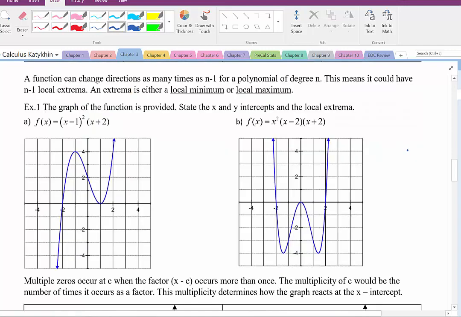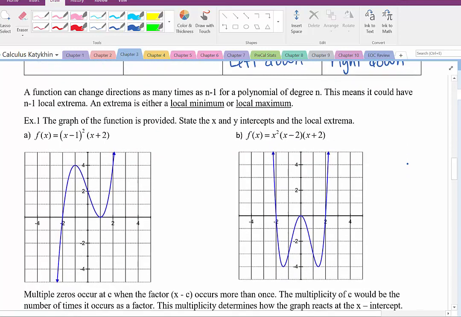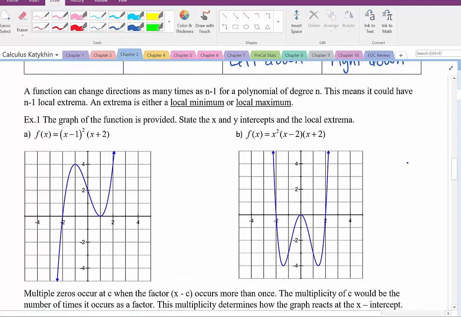Alright, so that takes care of our problem there. A function can change direction as many times as n minus 1 for a polynomial of degree n. This means it could have n minus 1 local extremas. An extrema is either a local minimum or a local maximum. What this basically means is, if you have x to the third power, your function could have two local minimums or two local maximums, depending on the kind of graph you have.